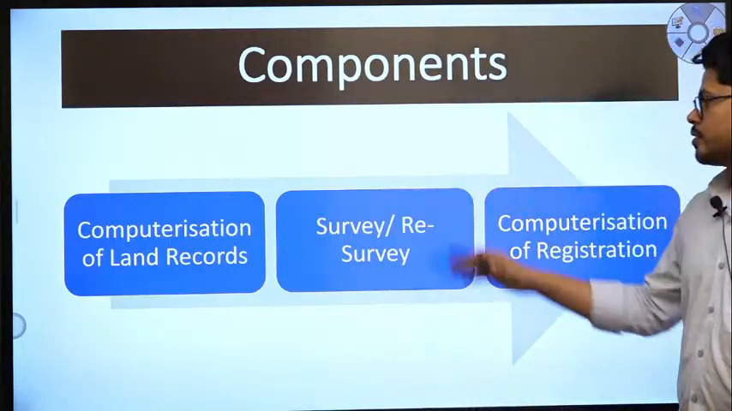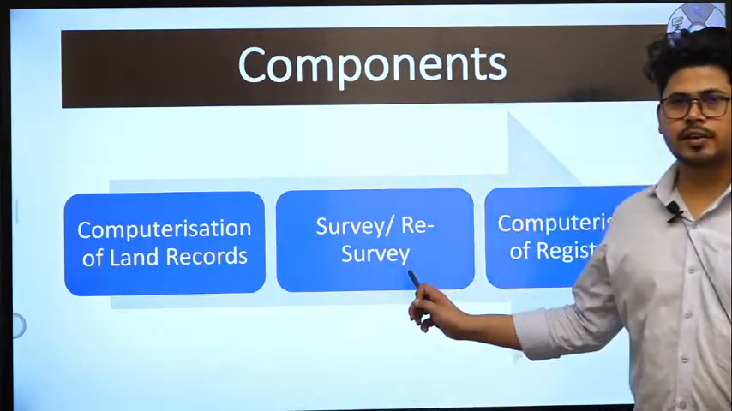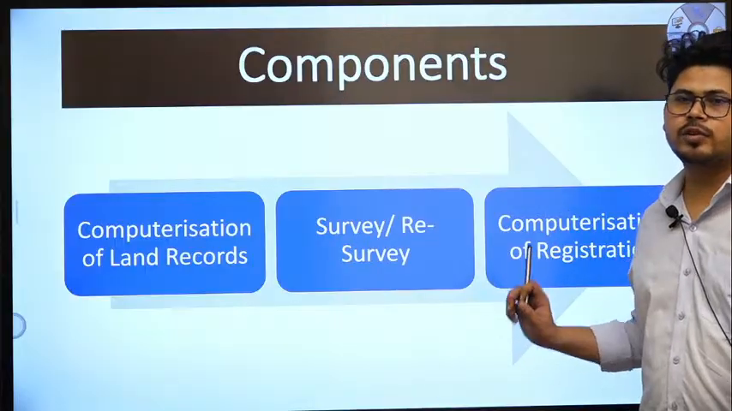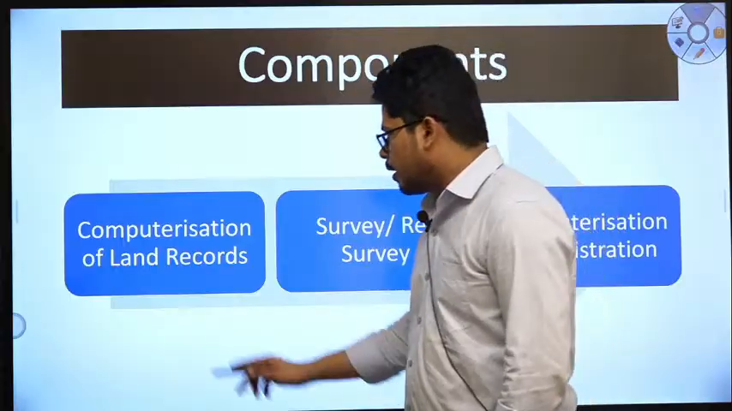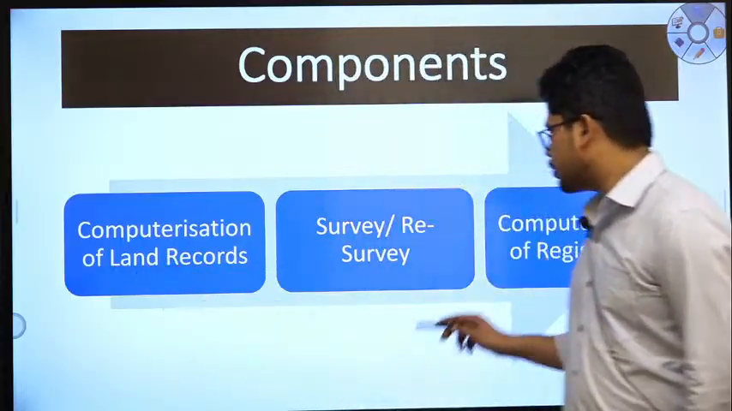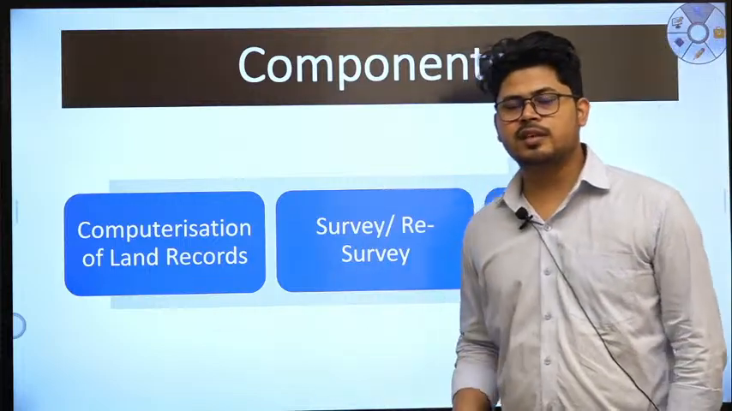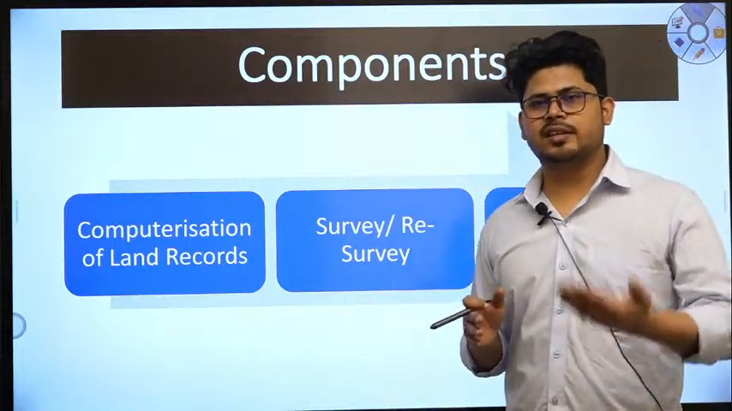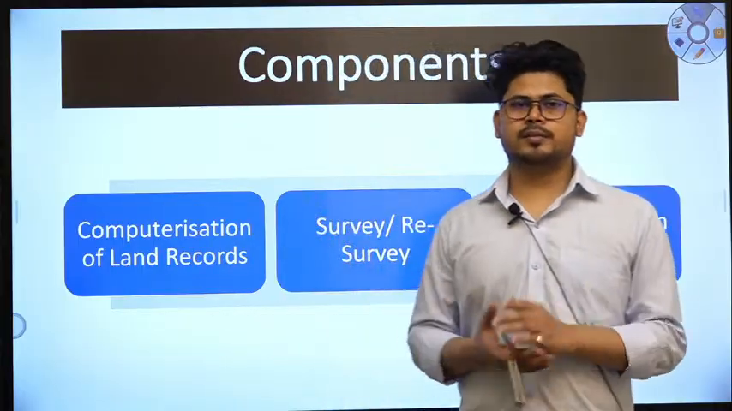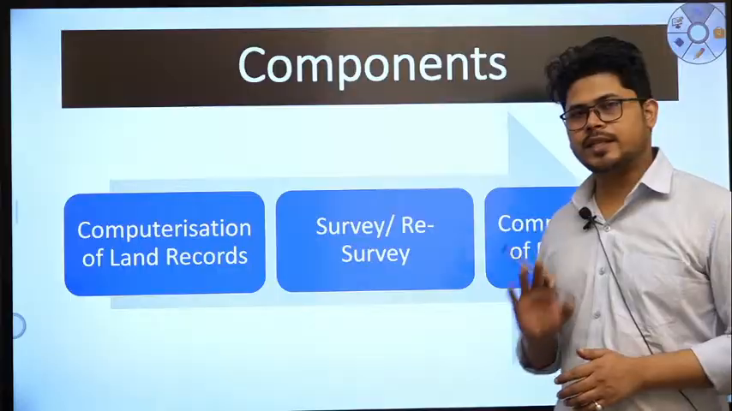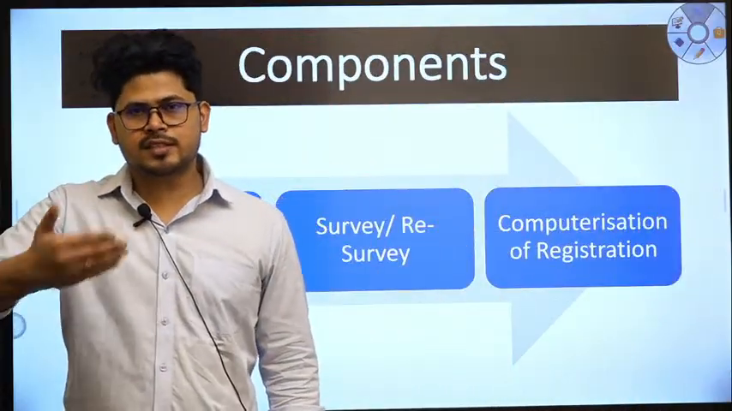Now what are the components? The first one is computerization of land records, the second is survey and resurvey, and the third one is computerization of registration. Computerization of land records and computerization of registration are two different things. Computerization of land records means the land records which are pre-existing, all of that data has to be made computer-based. And computerization of registration is the process of registration, which happens in the tehsil.